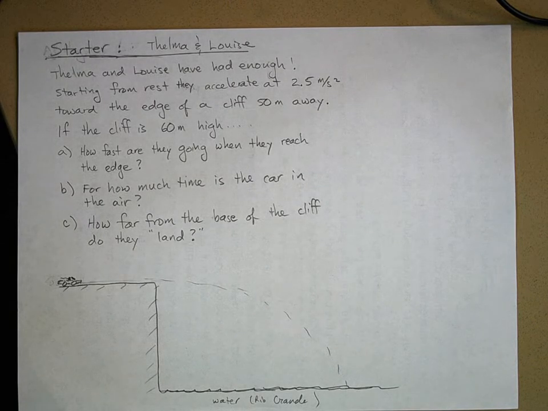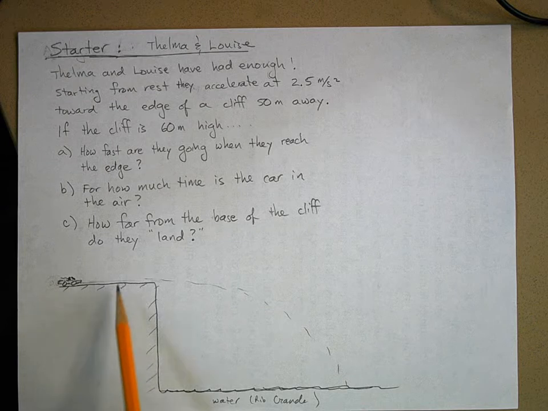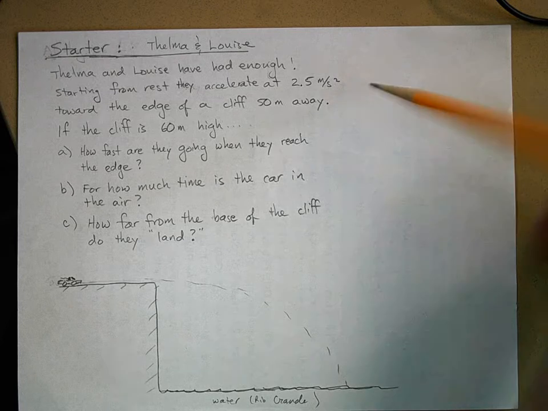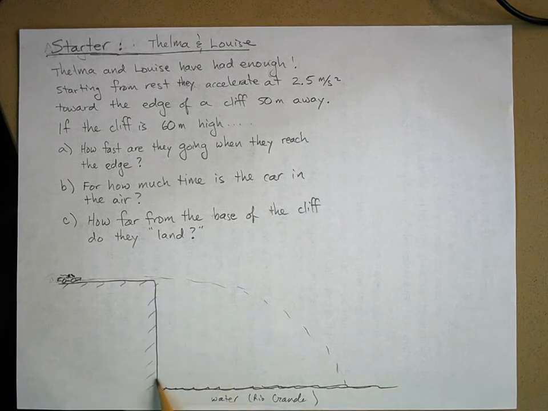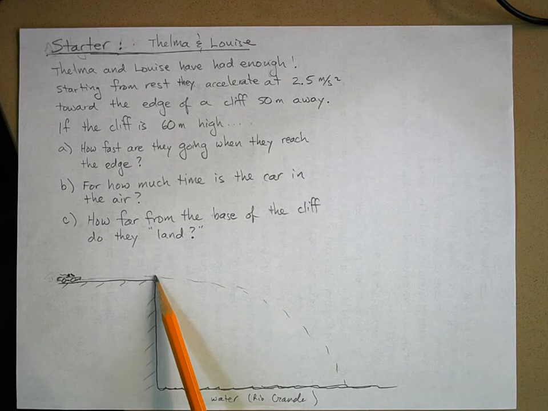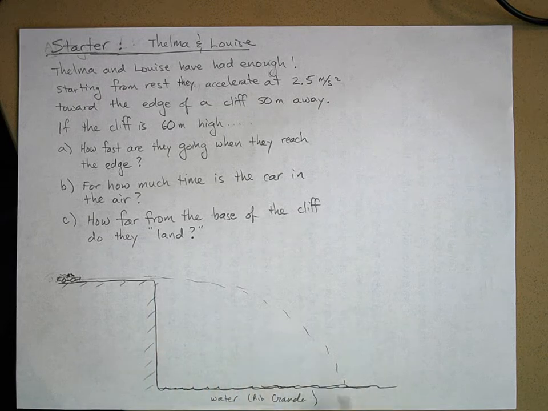Thelma and Louise have had enough. So they start in their convertible from rest, and they accelerate forward at 2.5 meters per second squared towards the edge of a cliff that is 50 meters away. If the cliff is 60 meters high, how fast are they going when they reach the edge? And how much time are they in the air? And how far from the base of the cliff do they land?